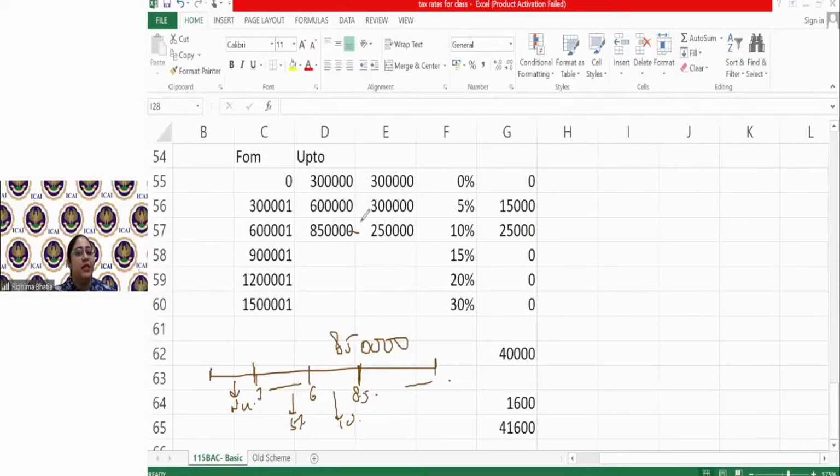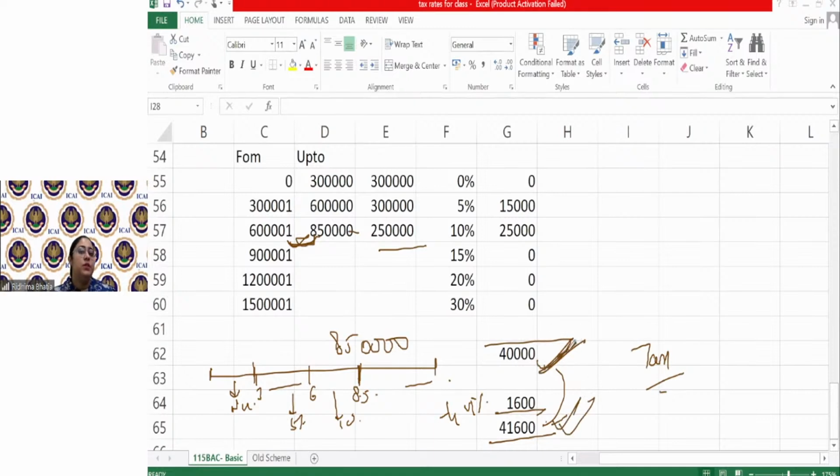On the first 3 lakhs is nil tax. Next 3 lakh 5%. And next, on the remaining 2,50,000, 10%. Total tax comes to 40,000 plus 4% cess. Total tax liability comes to 41,600. No one would tell you to compute the tax without cess. When they say tax, they mean proper tax, which is this amount. Never stop your answer on this amount.